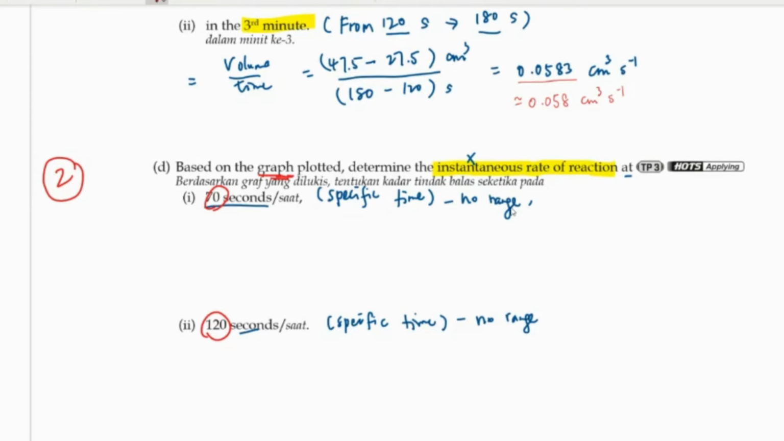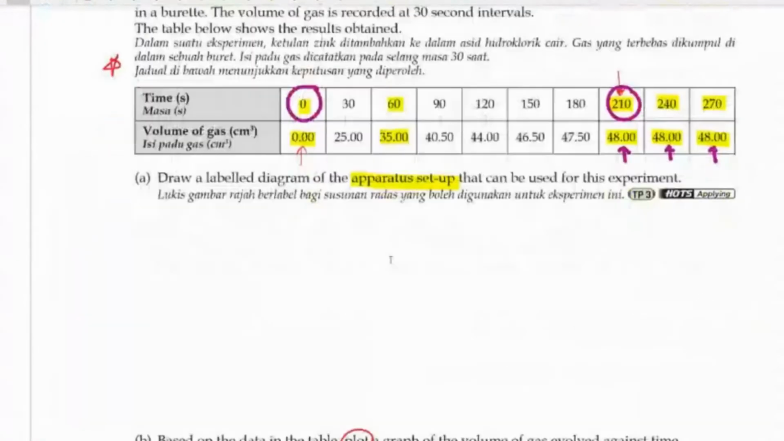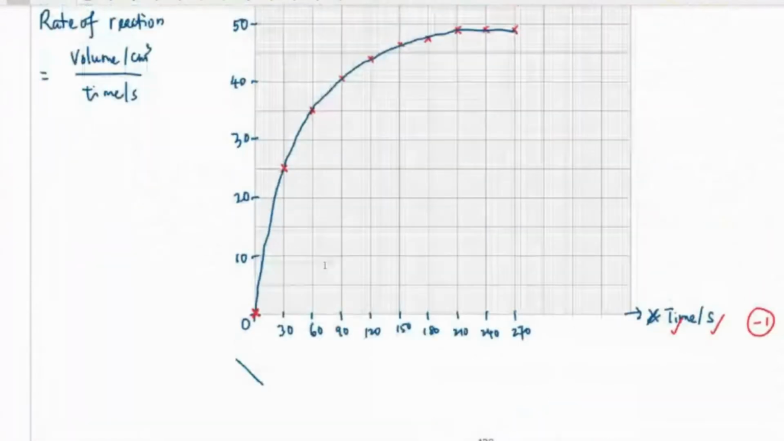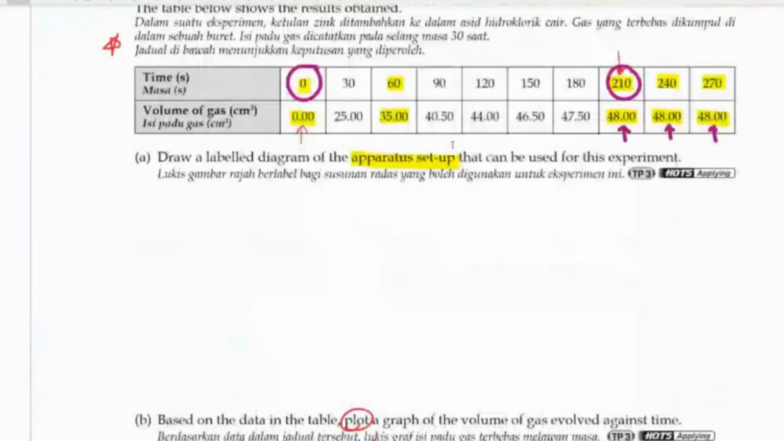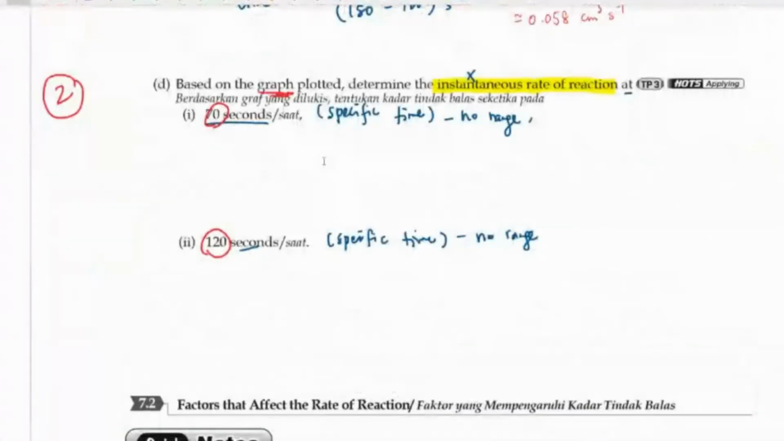So I will tell you the student mistake. Some students will do like this: at 70 seconds, they go to the table, find 70 and get this volume, then divide the volume by the time. Cannot. Or at 120 seconds, 44 divided by 120. You cannot do like that. It's not like that.